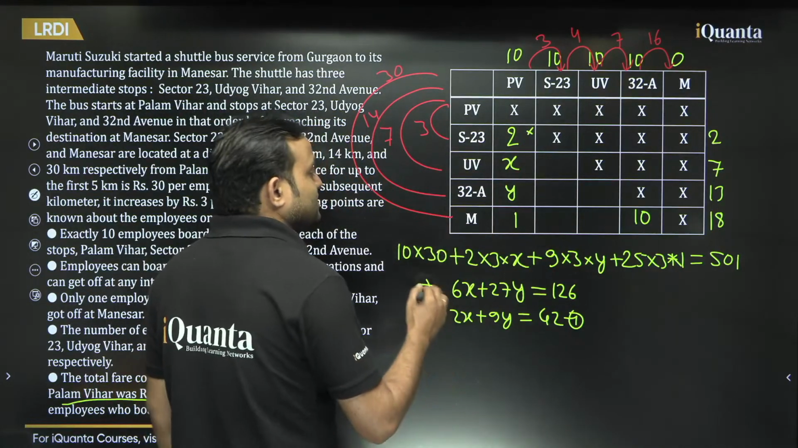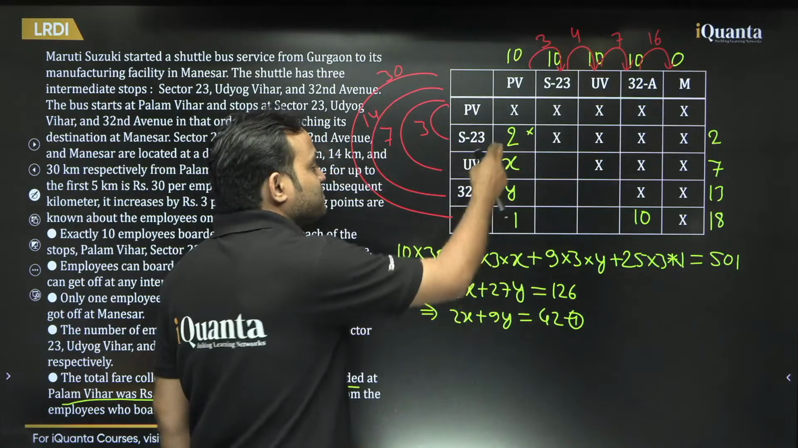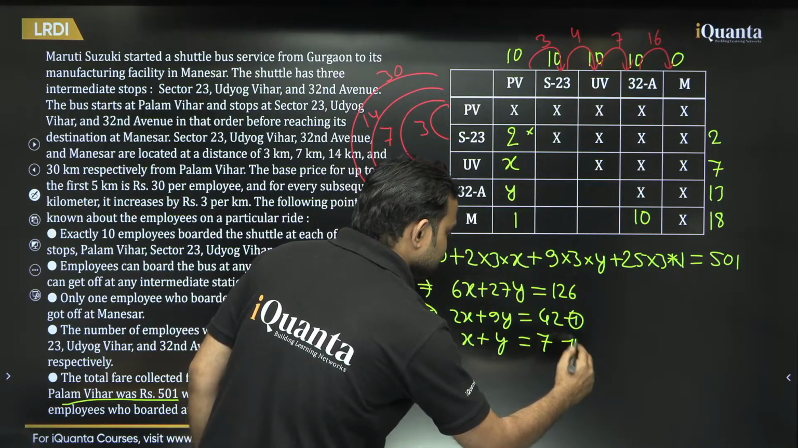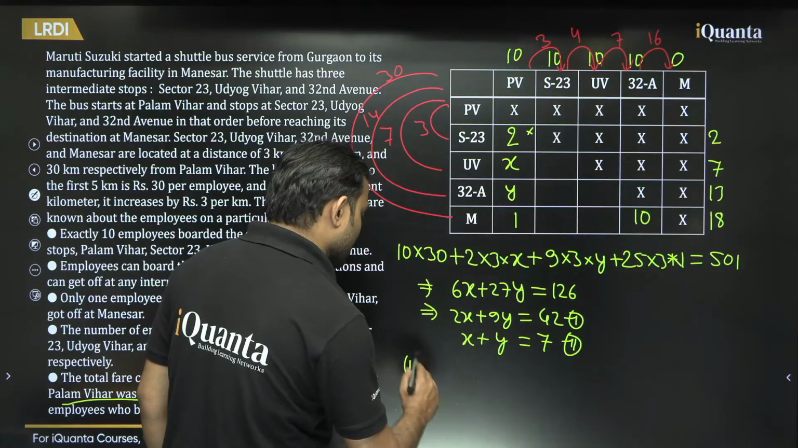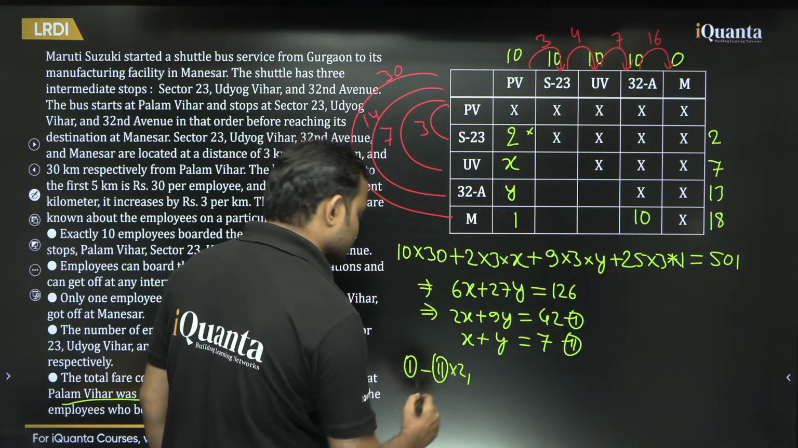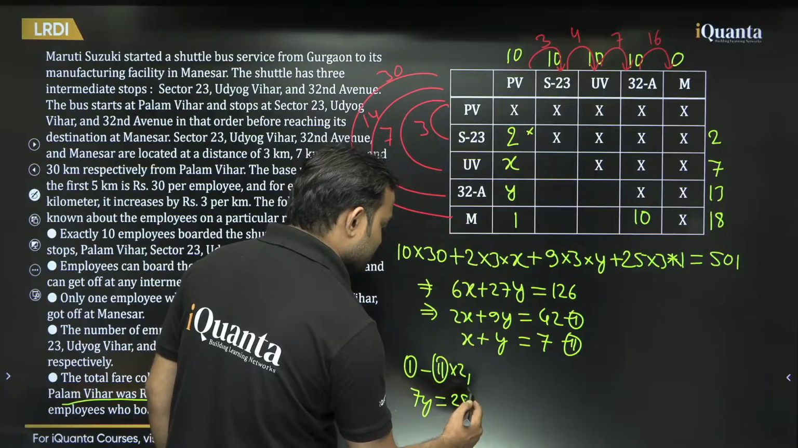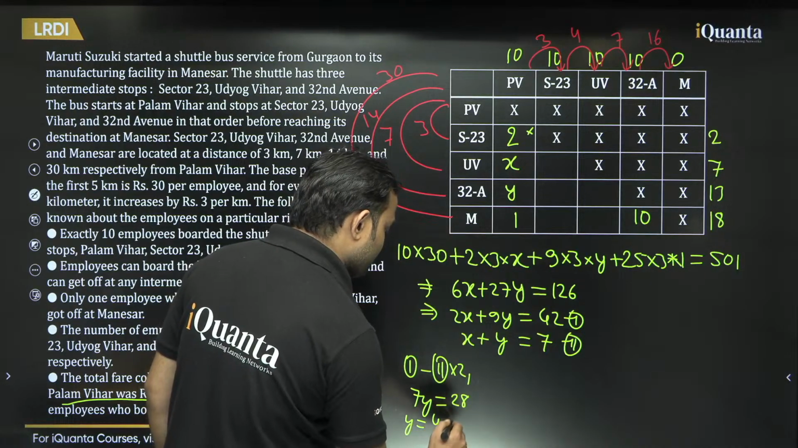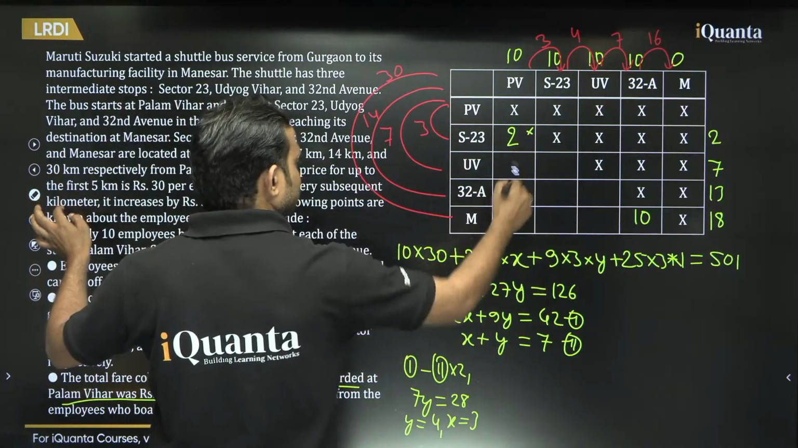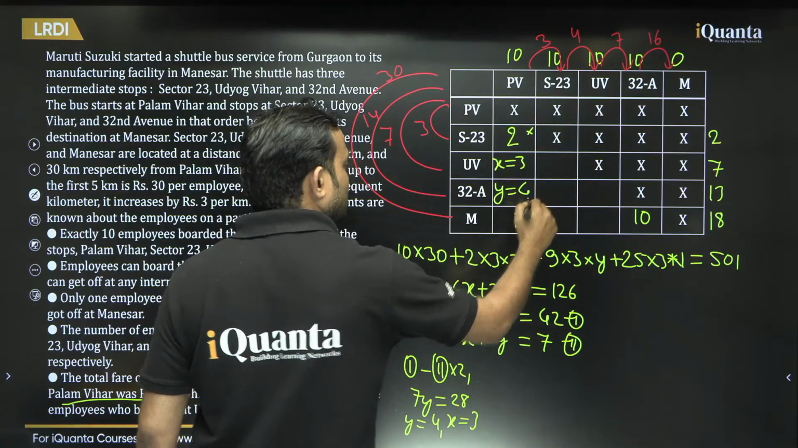Can I say that x plus y, total number of employees who boarded at Palam Vihar, must be 7? X plus y must be 7. This is our second equation. So equation 1 minus equation 2 into 2. So x will be cancelled out. 7y is equal to 42 minus 14, which is 28. We can say y is equal to 4. If y is equal to 4, x is equal to 3. So let's write it down. X is equal to 3, y is equal to 4.